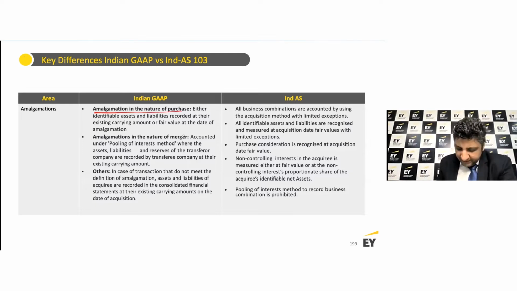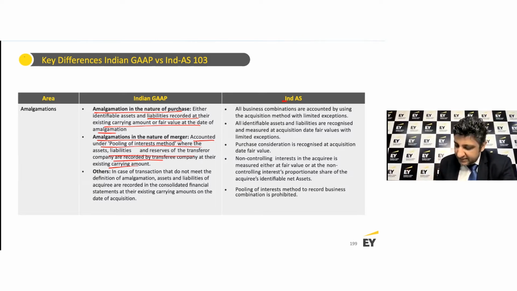Primarily, when we looked at amalgamations, we talked about there being different types. We look at the amalgamation in the nature of purchase or amalgamation in the nature of merger. Where we talked about purchase accounting, you would be recognizing the assets or liabilities at their existing carrying values. That was the norm earlier. You would simply add on the numbers and call it an amalgamation. However, for mergers, you would look at the pooling of interest method, wherein everything is again recorded by the transferee company at the existing carrying values. That was primarily the categorization.